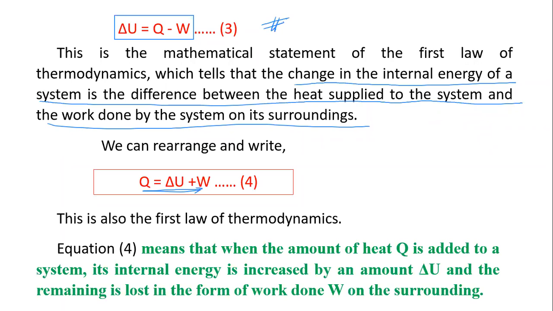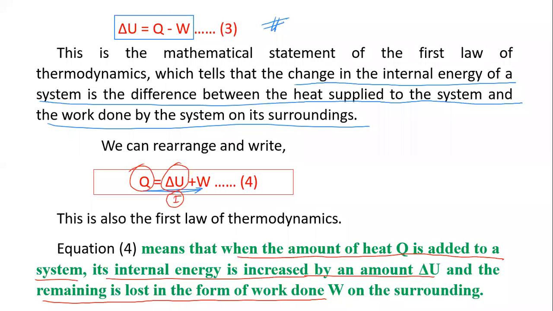So this equation 4 means that when an amount of heat Q is added to a system, its internal energy increases because heat added is used to increase the internal energy. This is the first part. The internal energy increases by amount delta U, and the remaining is used to do the work on the surroundings. So this is the first law of thermodynamics.